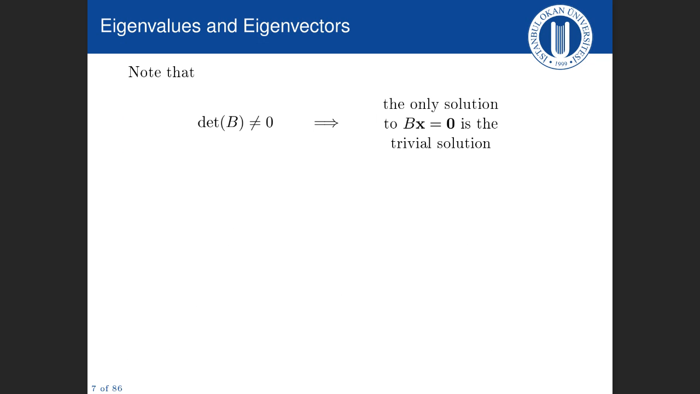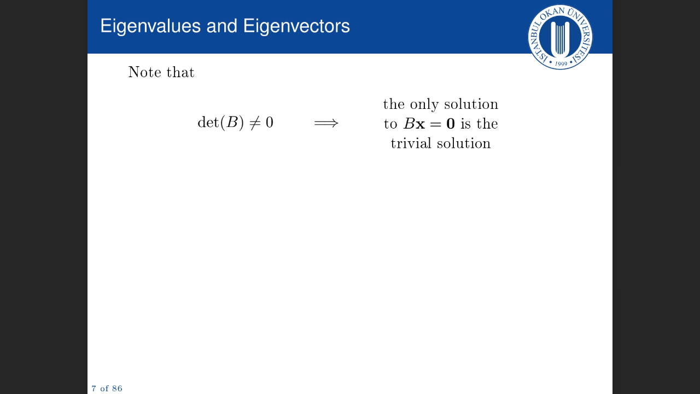Now, let me remind you that we've seen that if the determinant of a matrix B is not equal to 0, then that means B is invertible, and therefore the only solution to the homogeneous linear system Bx equal to 0 is the trivial solution.